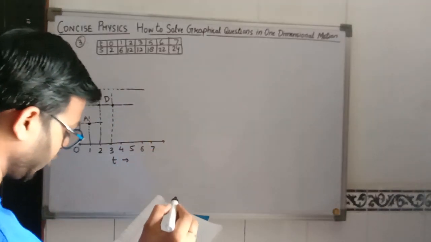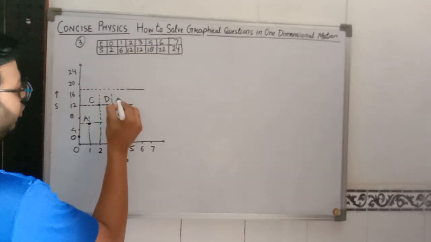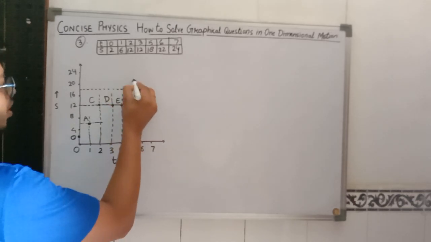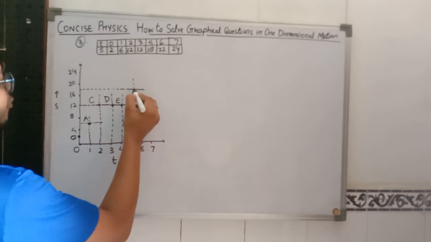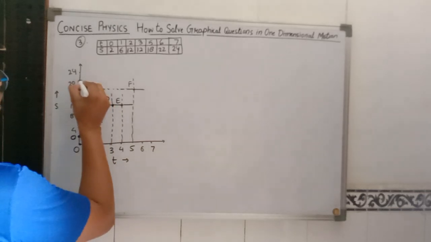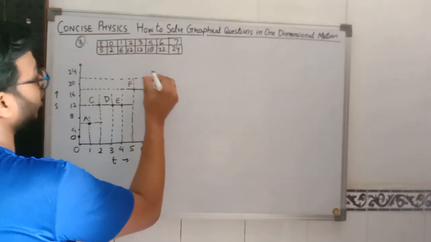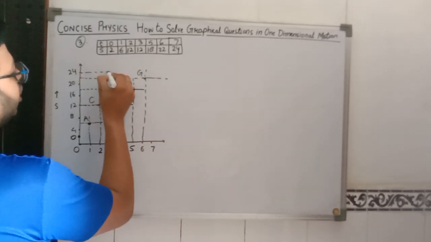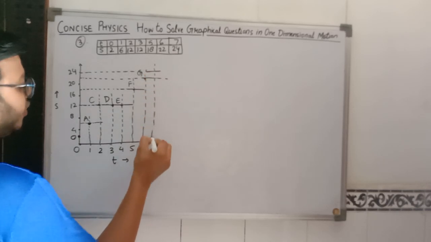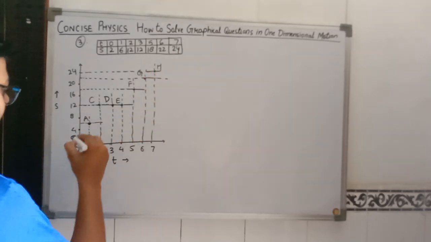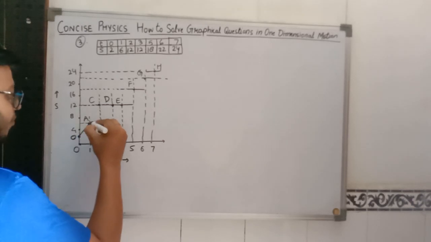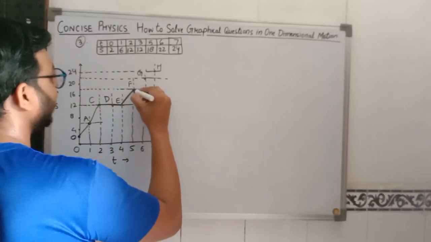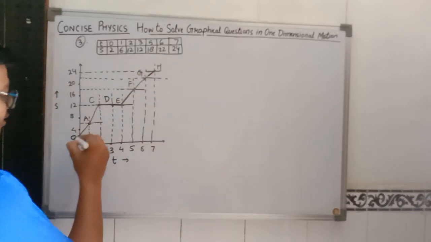And 4 is not given, so 4, 12 also. One more gap is given. From 4, 12, point E lies here. From 5, 18, point F lies here. After that 6, 22. 22 lies just between 20 and 24. This is point G, and for 24 up to 7, the final point is H. So first of all we join OA, then AC, then CD, then DE, then EF, then G, and then H. So this is the graph.